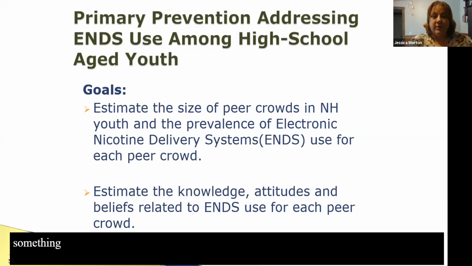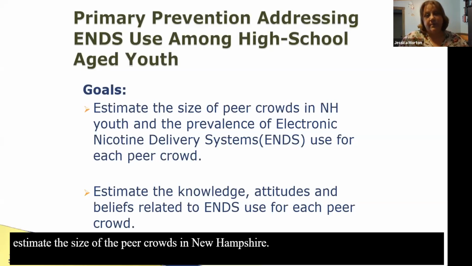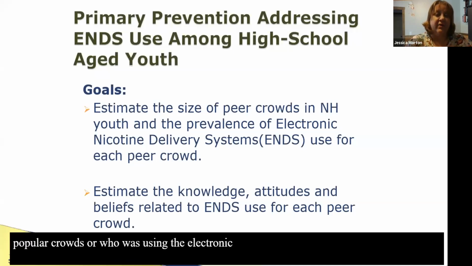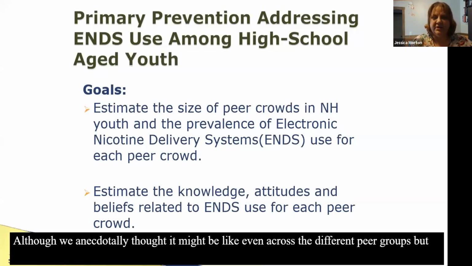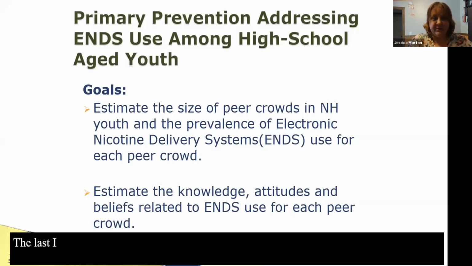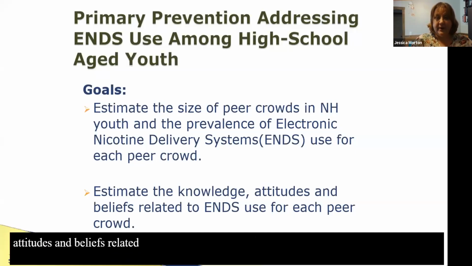In order to move forward, we first needed to estimate the size of the peer crowds in New Hampshire, whether a lot of hip hop people or popular crowds, or who was using the electronic nicotine delivery systems. Although we anecdotally thought that it might be even across the different peer crowds, we still had to get that data in order to develop our media and messaging. The last thing we wanted to address on this survey was also estimating the knowledge, attitudes, and beliefs related to ENDS use for each peer crowd. Next slide, Hannah.